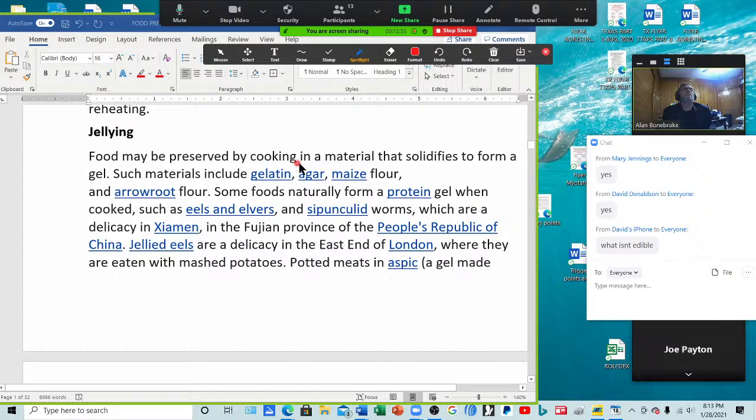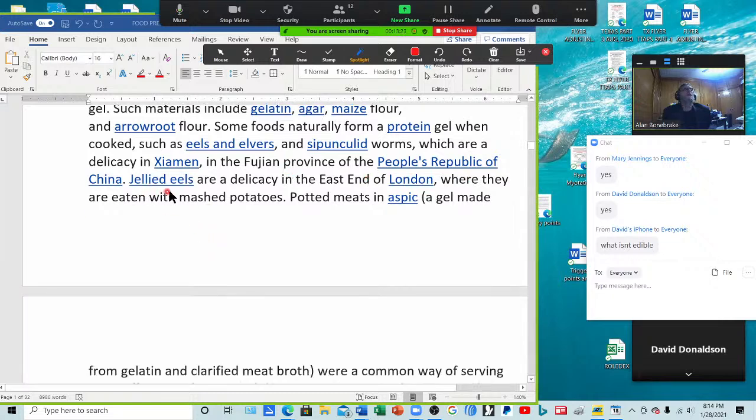Food may be preserved by cooking in material that solidifies to form a gel. Such materials include gelatin, agar, maize flour, and arrowroot flour. Some foods naturally form a protein gel when cooked, such as eels and elvers, and sipunculid worms, which are a delicacy in Xiamen, in the Fujian province of the People's Republic of China. Jellied eels are a delicacy in the East End of London, where they're eaten with mashed potatoes. Can't wait to try that one.